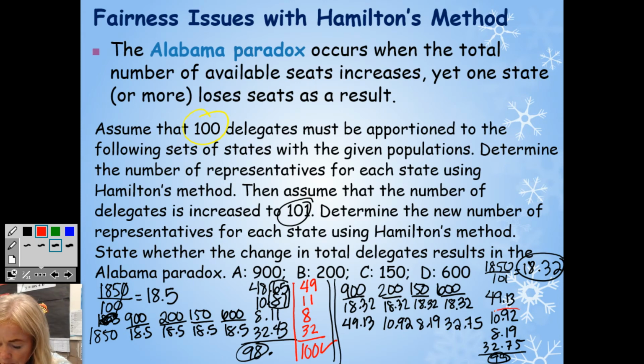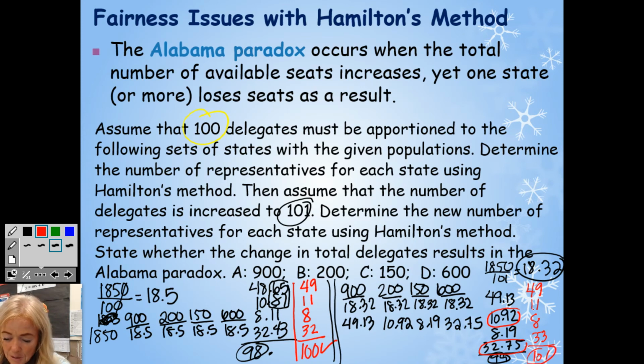The highest fraction is 0.92, the second highest fraction is 0.75, so those 2 are going to get one more. So that means we have 49, and then we're going to use 11, and then 8, and then 33, and that should be our 101. 49 plus 11 plus 8 plus 33, and that is 101.